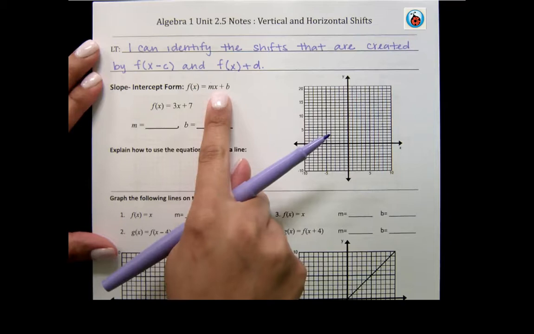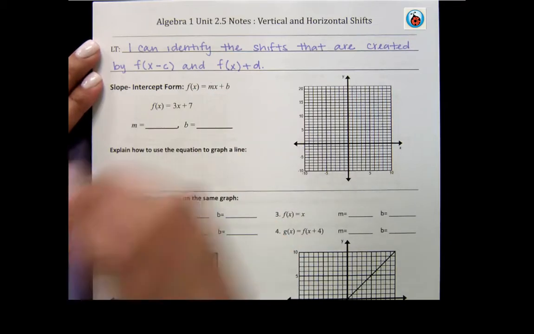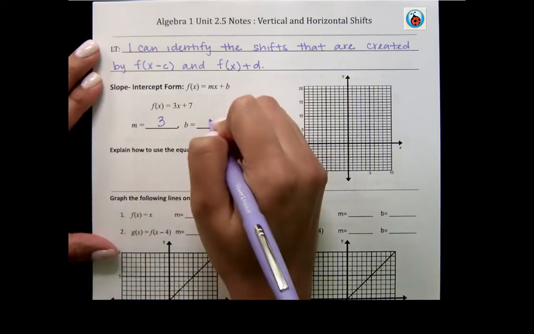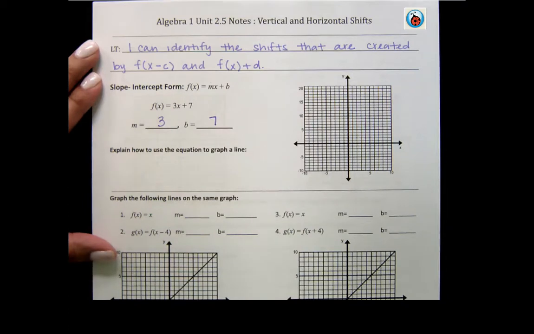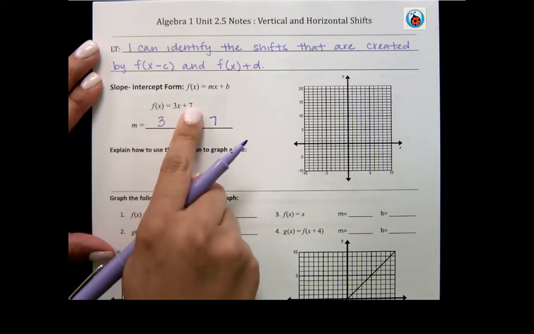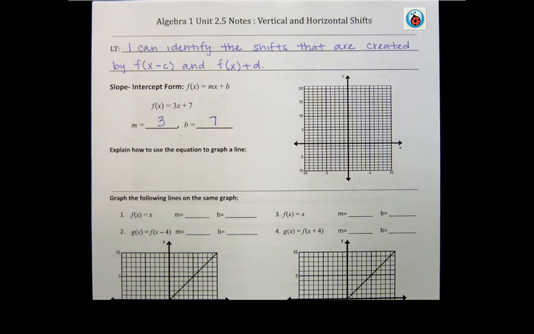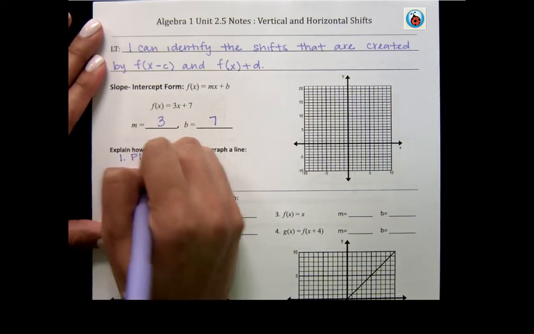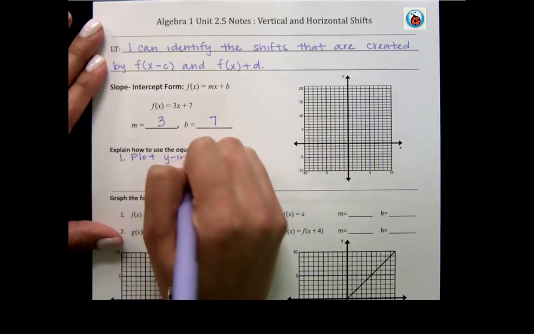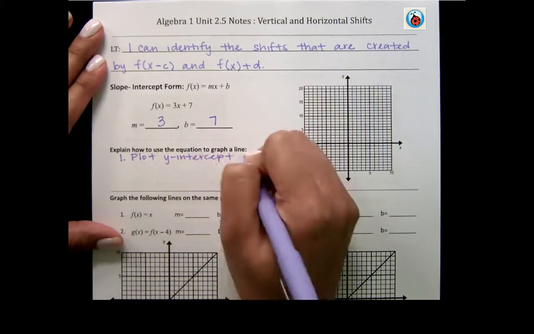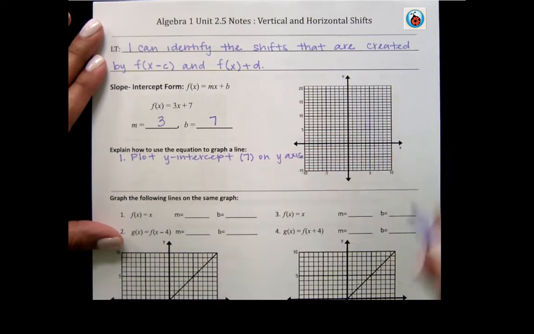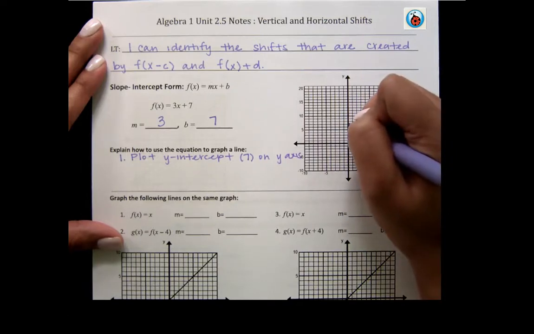This is in slope-intercept form, meaning the slope is in front of x, or m, that is 3. My slope is 3. My y-intercept, which is b, is 7. So m and b. The way we graph that equation on a graph is first by plotting the y-intercept, which in this case is 7 on the y-axis. So I put that here.